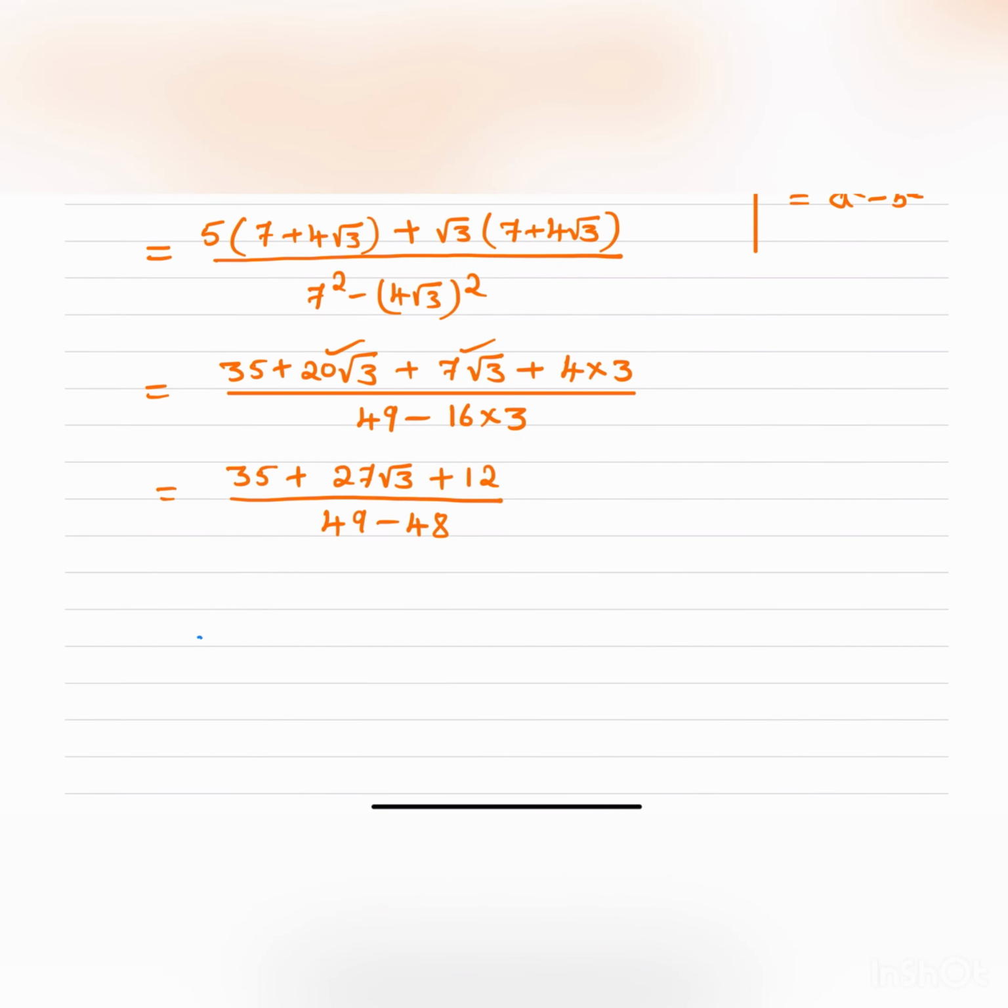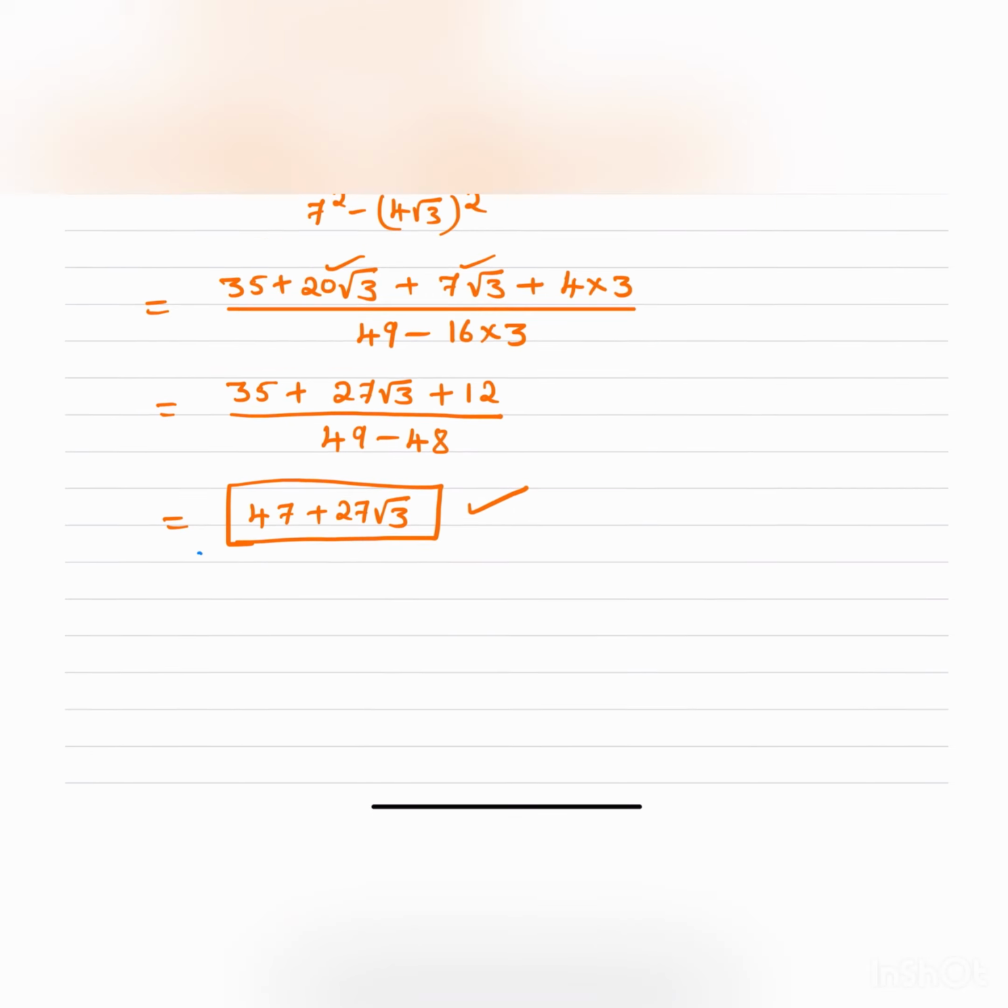If we simplify further, 35 plus 12 gives 47 plus 27 root 3, divided by 1. So we can leave that as it is. And the answer is 47 plus 27 root 3. Okay. Let us go for the next one.